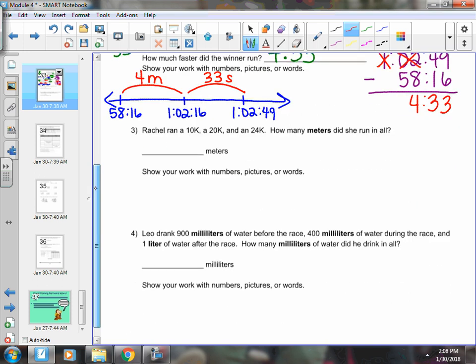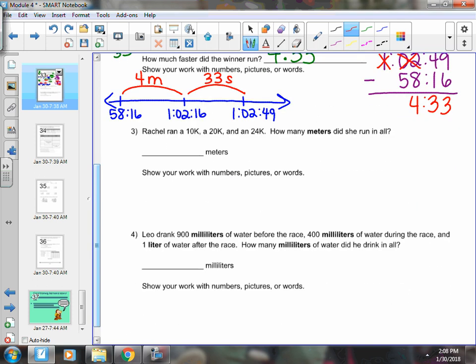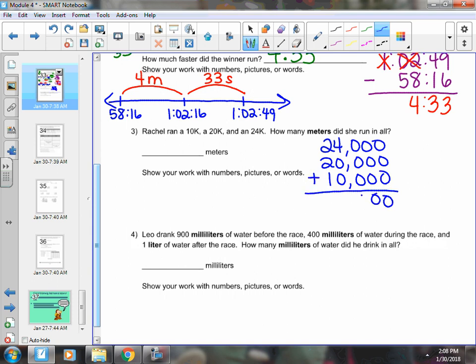Number 3, Rachel ran a 10K, a 20K, and a 24K. How many meters is that? A 24K is 24,000 meters. There are 1,000 meters in a kilometer. A 20K is 20,000 meters. And a 10K is 10,000 meters. So make them all into meters and add them together. That would be a 54K, or 54,000 meters.